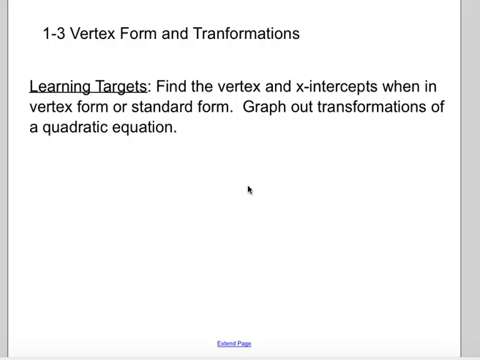Alright, so today we are going to be going through 1-3, which is on vertex form and transformations. So we've got two learning targets here. We're going to find the vertex and the x-intercepts when it's in vertex form or in standard form, and then we're going to graph out transformations of a quadratic equation.